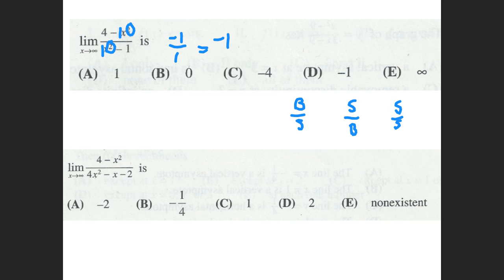Now, if this one's the same way, the highest power on top and bottom are the same, so it's just going to be -1 over 4 or -1/4. That is if the exponents, if the powers are the same on top and bottom.